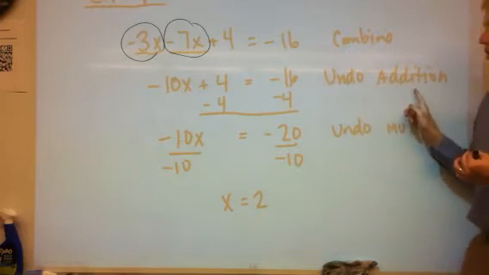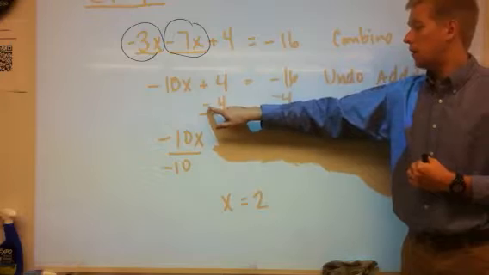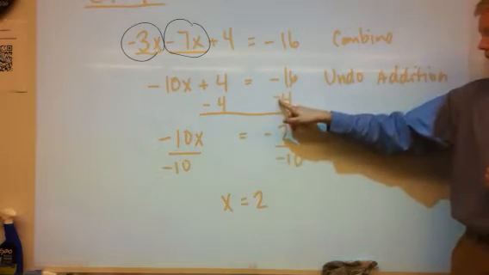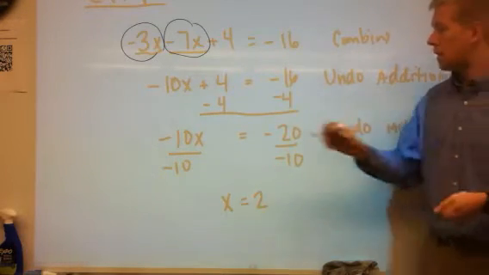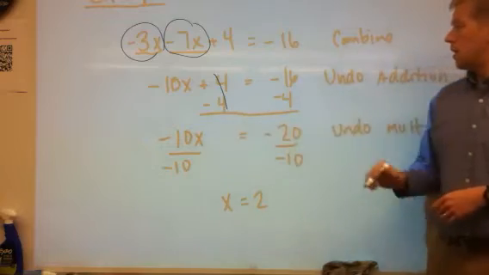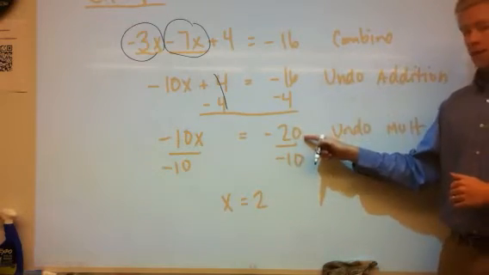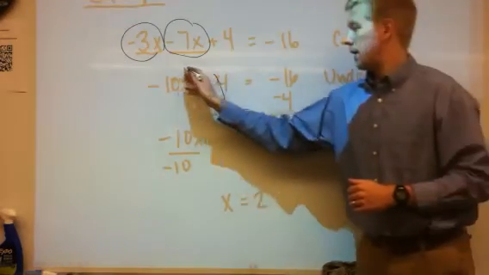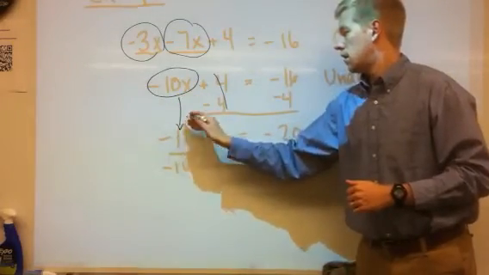For this problem I have addition, so I need to undo that. The way I undo that is subtract 4 on both sides. 4 minus 4 is 0. Negative 16 minus 4 is negative 20. Bring down my negative 10x.